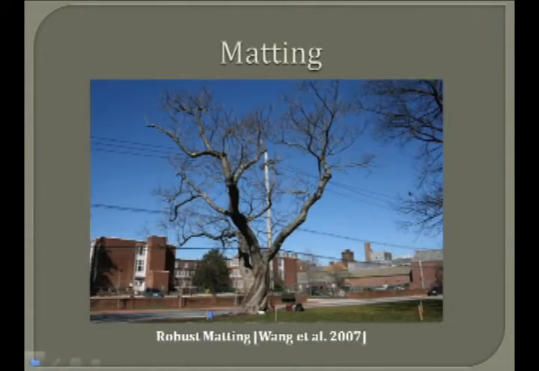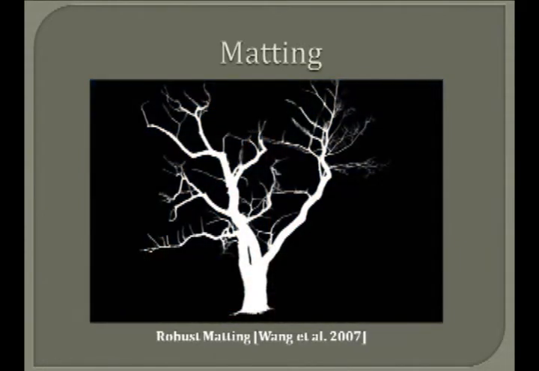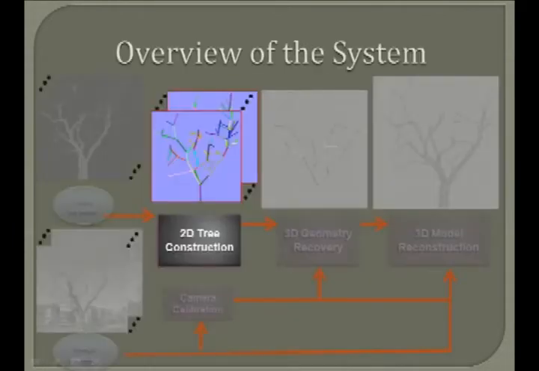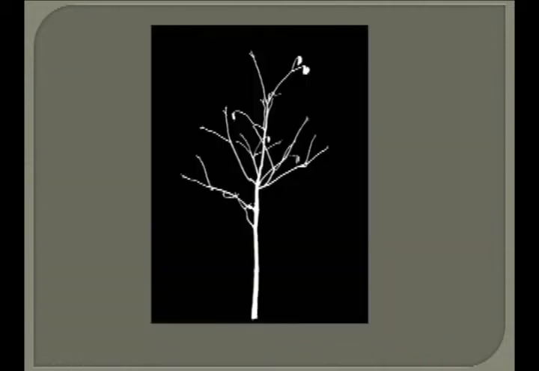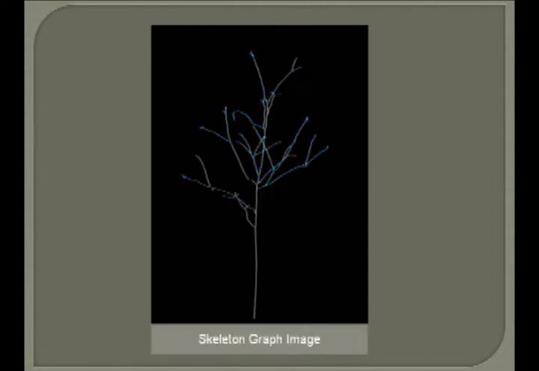We apply robust matting to obtain the mattes. We only use a small number of images, which significantly reduces user efforts. Next, we compute the 2D skeleton tree from each matte image. We first calculate the distance field from the matte, and then apply the gradient vector field algorithm described in the paper to obtain the skeleton graph.